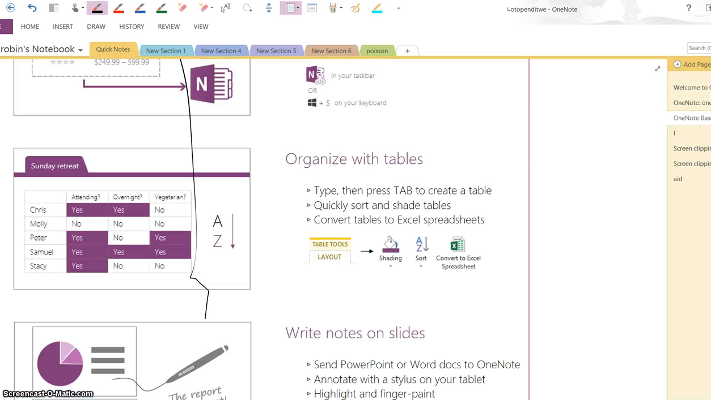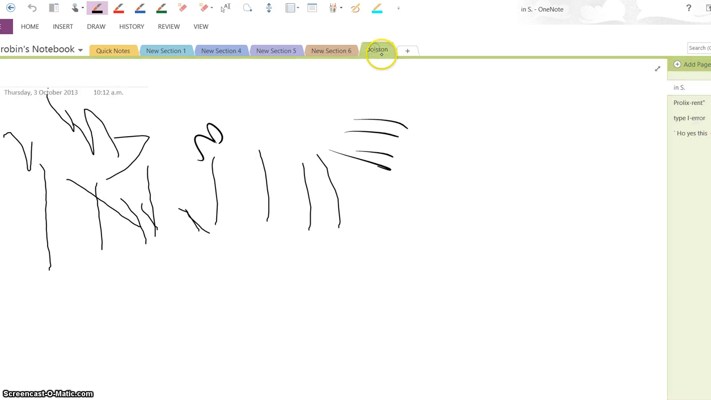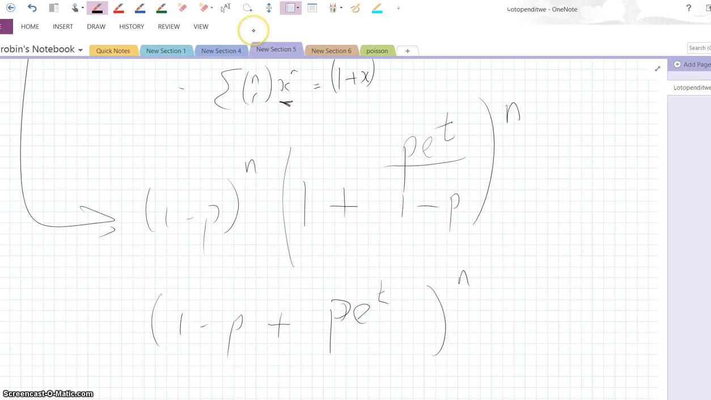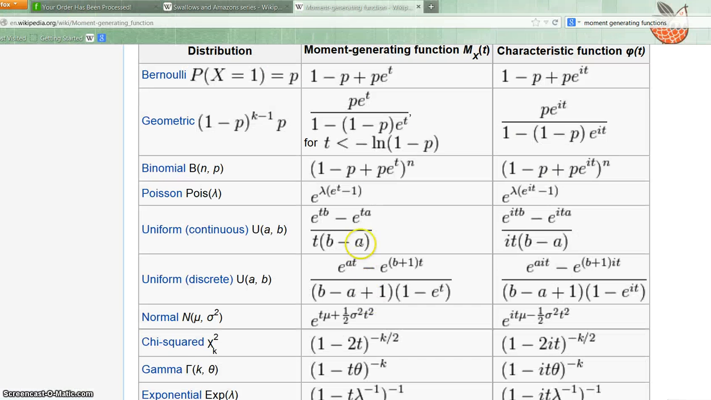If I go back, I don't quite know where it is. Oh, there it is. So that just matches this thing here. If I click on Wikipedia again, we go up and we see the binomial distribution has got this value here. So now we've got that, and that's how to prove it. Okay, I'm going to stop there. I've had enough.